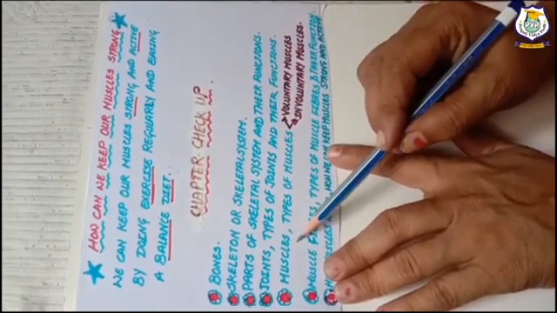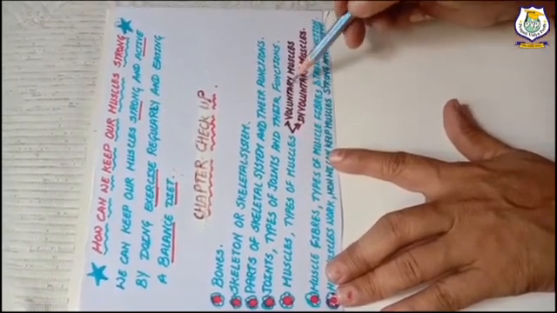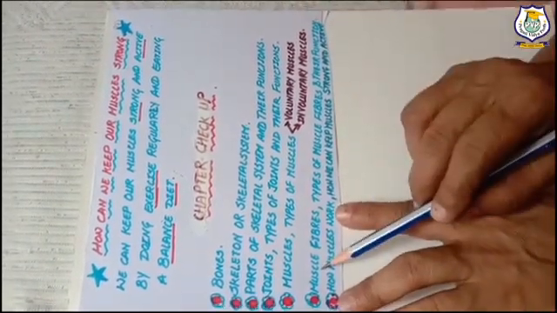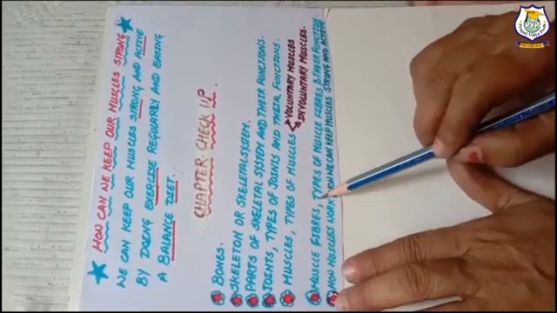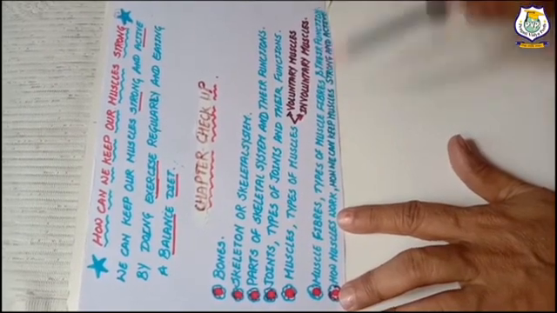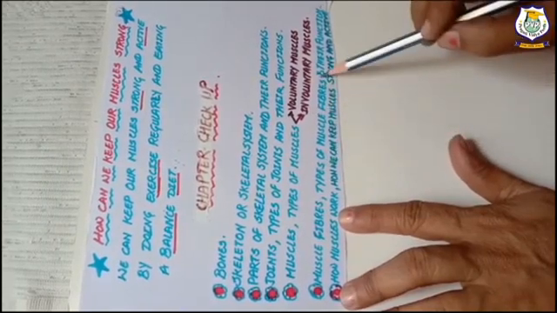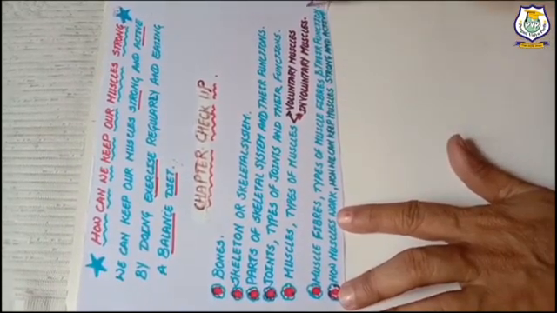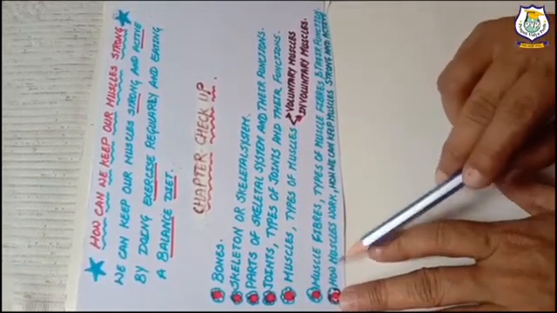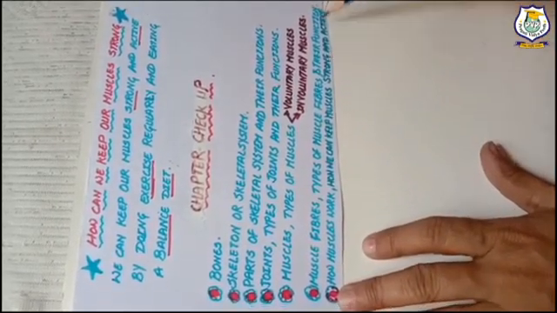After that, we have studied muscles and their types. There are 2 types of muscles, voluntary muscles and involuntary muscles. After that, we have studied muscle fibers, types of muscle fibers and their functions. There are 3 types of muscle fibers: the striated muscle fibers, the smooth muscle fibers and cardiac muscle fibers. And we have studied their functions. After that, we have studied how muscles work and how we can keep our muscles strong and active.